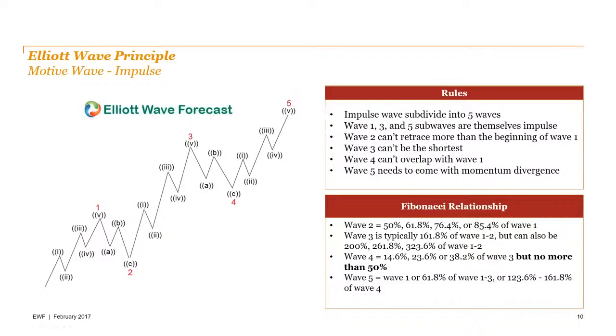If one of these rules is not met, then you cannot label it as 1, 2, 3, 4, 5. Wave 3 and 5, you mean the length? The wave 3 usually is the biggest, the longest. It's usually subdivided into 5 waves.